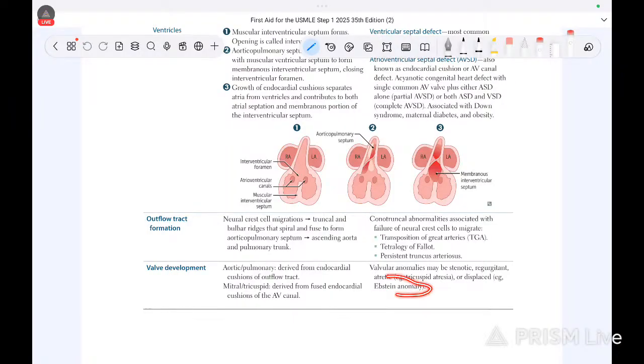Ebstein's anomaly is seen in, I think, it's a congenital disorder. Okay, let me check.